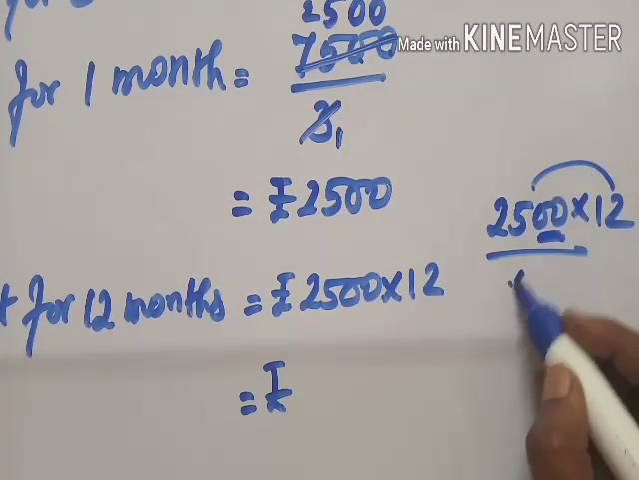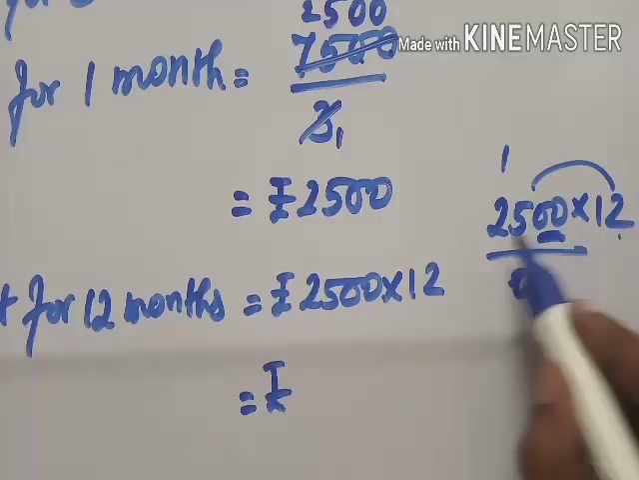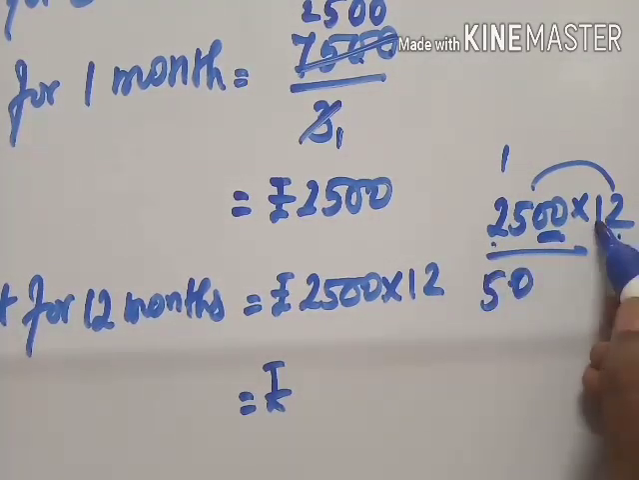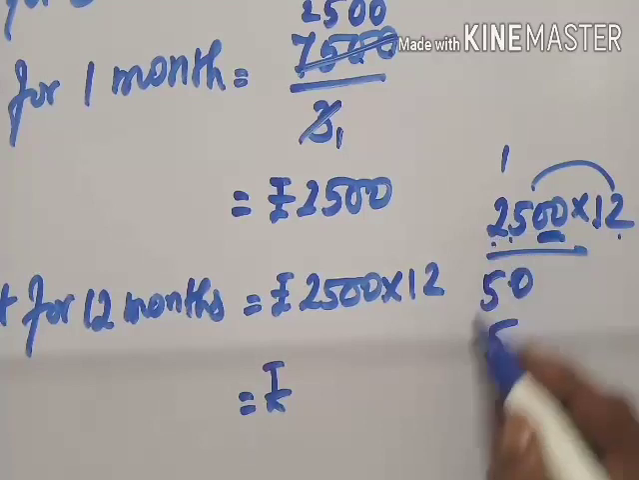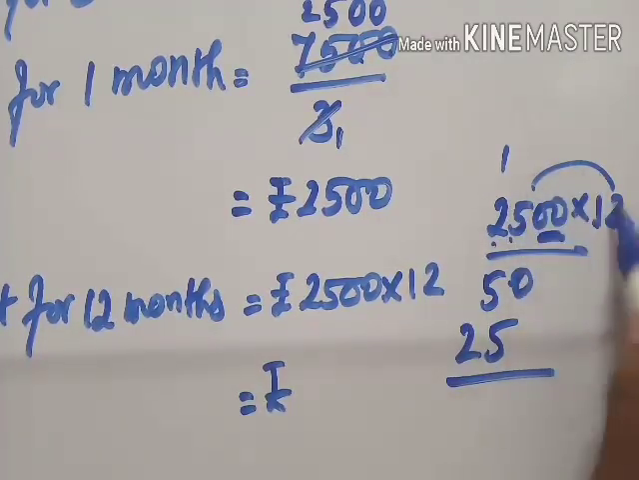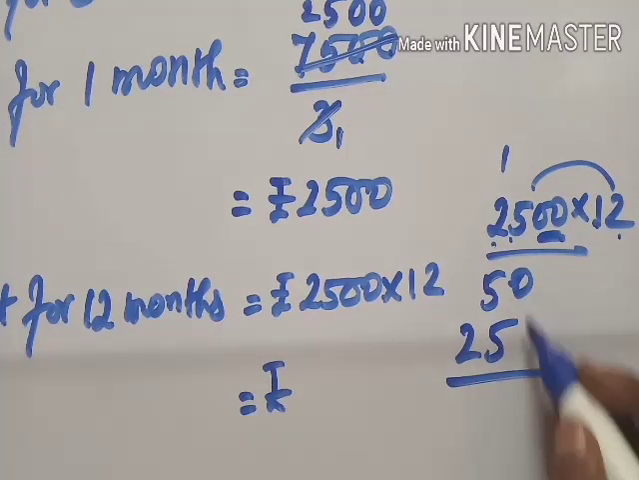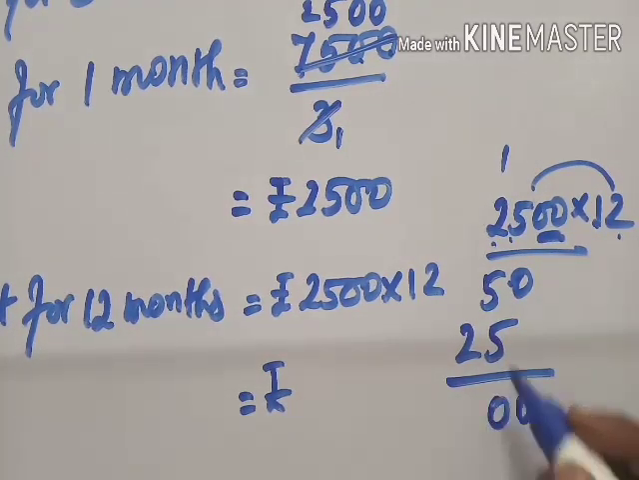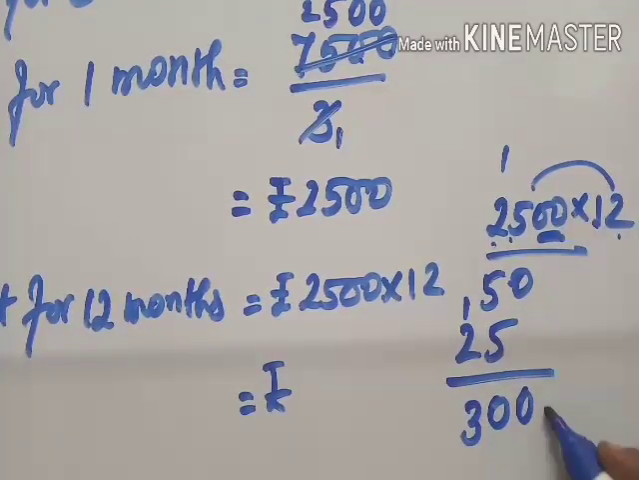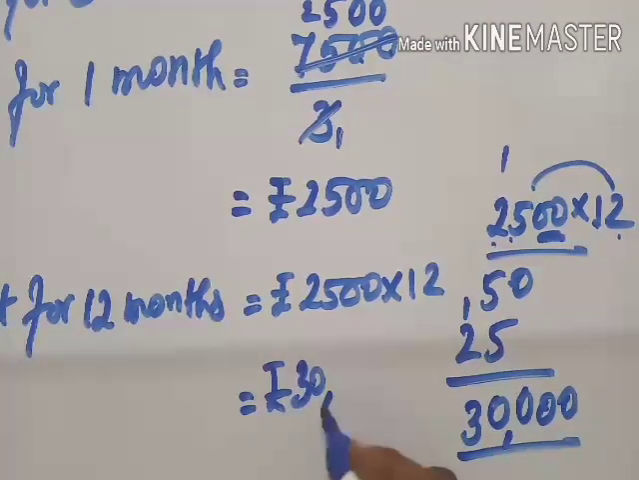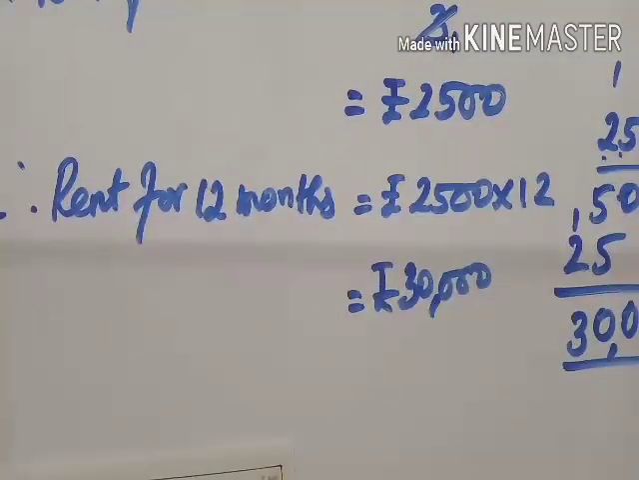Then remaining number: 5 2s are 10. Balance 1. 2 2s are 4. 4 plus 1 is 5. 1 2 is 2. Just here I multiply these whole numbers. At last I am going to add these two zeros along with that answer. 0. 5 plus 5, 0. Balance 1. 3. So, take and write the two zeros. So, how much rupees? 30,000. This is the rent for how many months? 12 months.